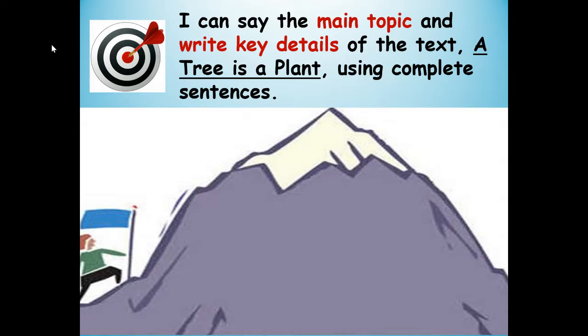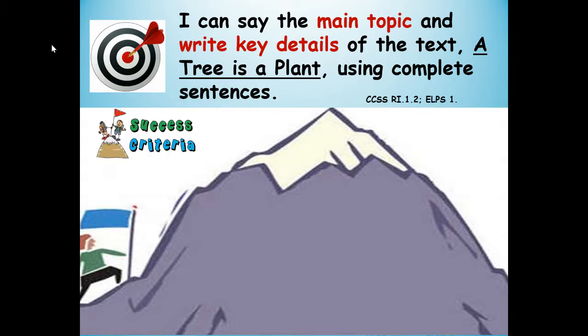So here's our learning target. I can say the main topic and write key details of the text, A Tree is a Plant, using complete sentences. Success criteria. That means how will you know you're successful at saying the main topic and writing key details of the text, A Tree is a Plant? Well, here are your steps to success.